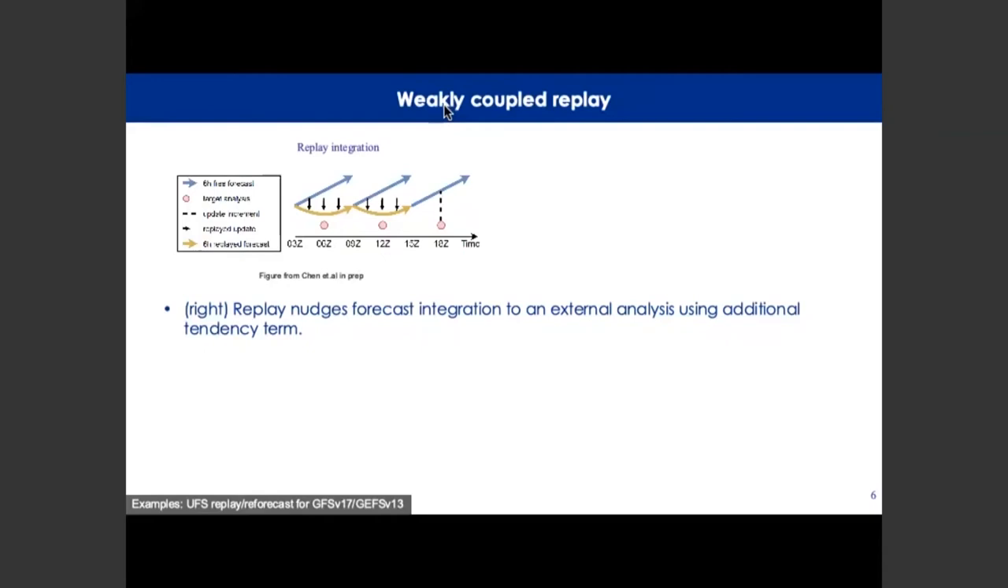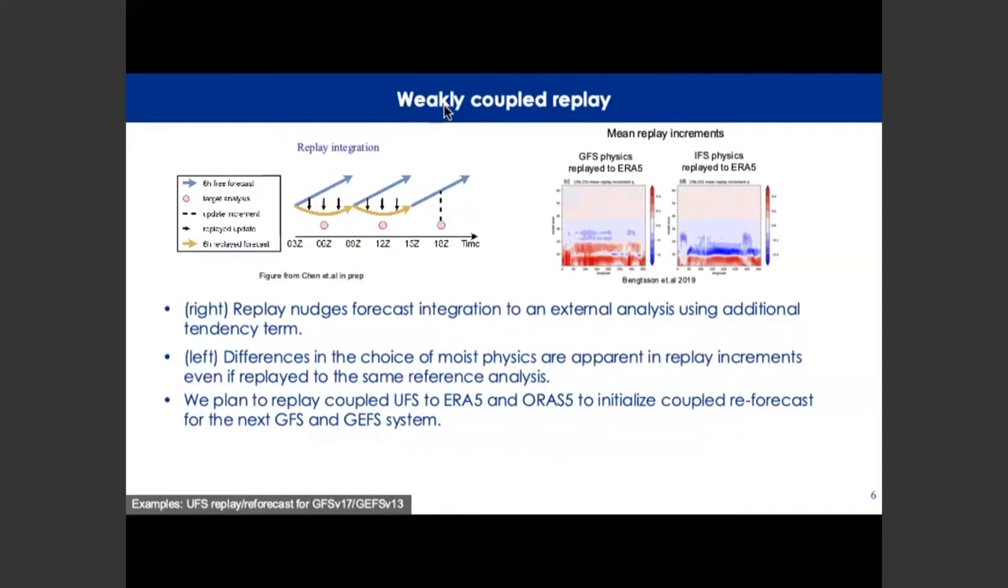What we learned from doing these replay experiments over multiple years is that even if you take the same model, like on the right here, a GFS model, and you nudge it to the same analysis, like an ERA5, but you change moist physics, what you start noticing is that your increments generated by replay are different. So the replay methodology itself can respond to changes in the model, even if you're nudging to the same external analysis.